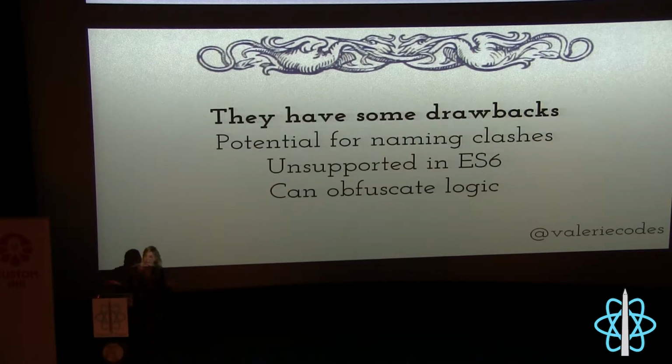Some of those are: in the case where you have two Mixins that define the same method, there is potential for naming clashes and unexpected behavior. The use of Mixins can obfuscate the logic in a component because it's not always clear where a function is coming from if it isn't actually defined in the base component or passed in through props. And probably most importantly, Mixins are no longer supported in components using ES6 syntax.